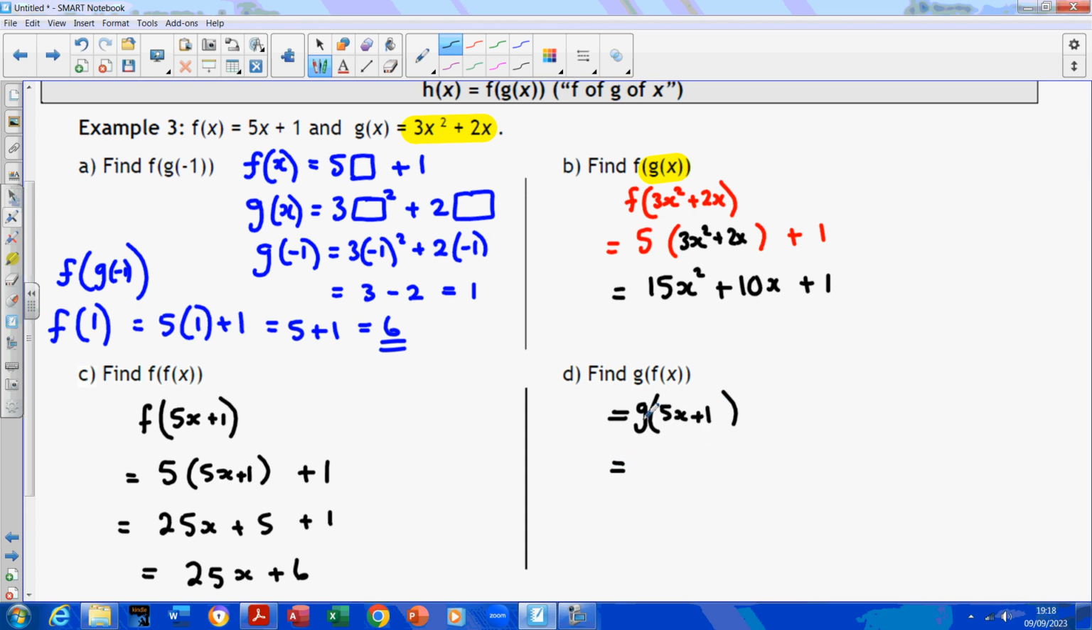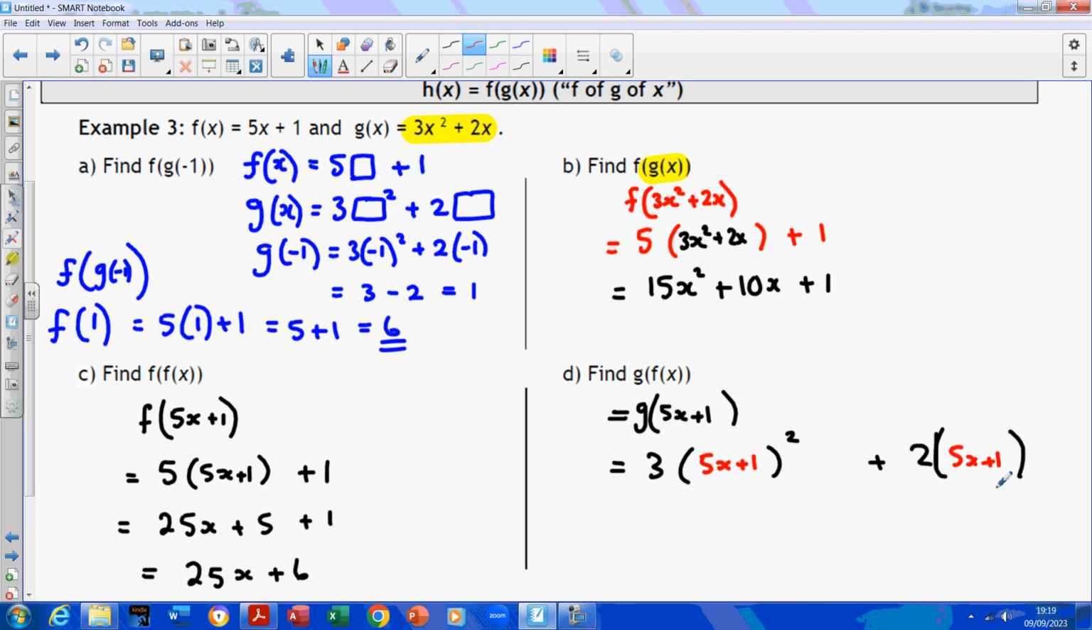Now we look to see what function g does to the thing that's in its bracket. Function g does 3 times the thing in the bracket squared plus 2 times the thing in the bracket. Sometimes it's easier just to write it like that, and then go back and put in what you've got there in the bracket. So it's 5x plus 1, and that's 5x plus 1.